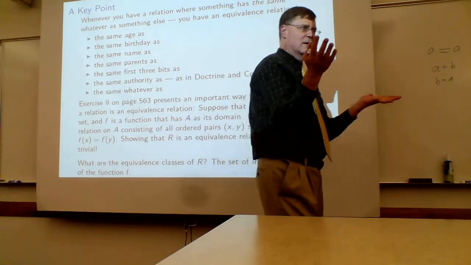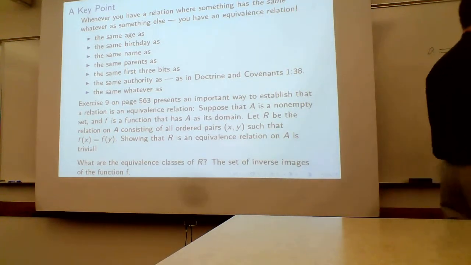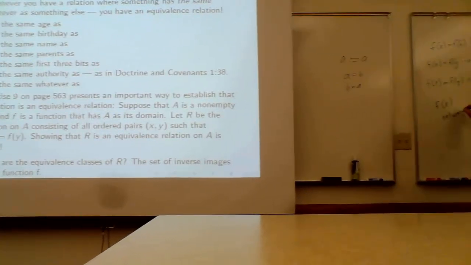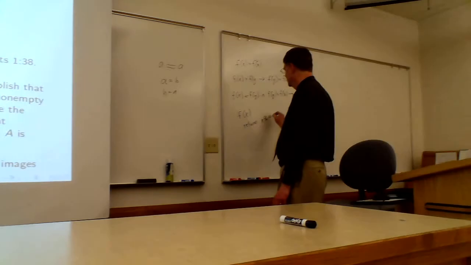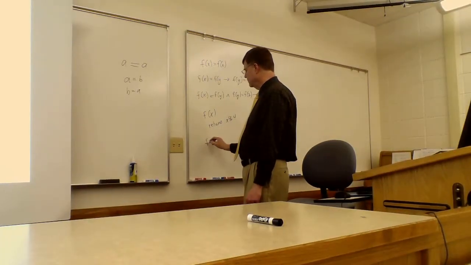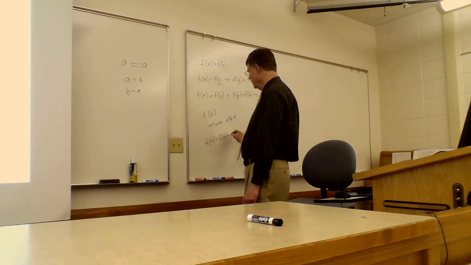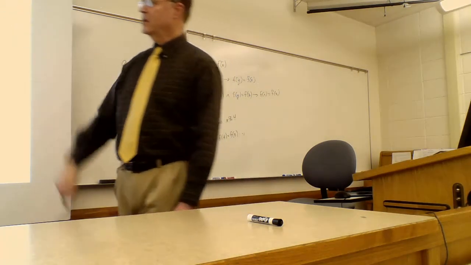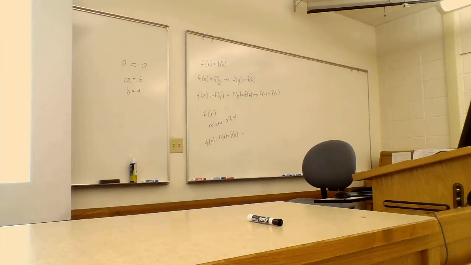It's just like congruence mod 4. If that were a function, say f of x returns x mod 4, then f of 0 would equal f of 4 would equal f of 8. Any of those inverse images would have the same value when you apply that function f to it.